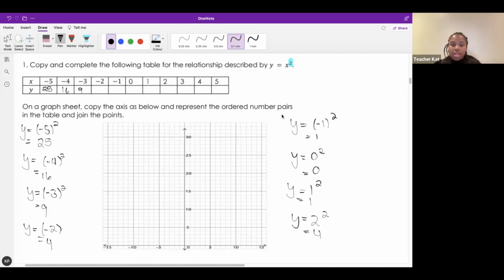4. What's happening here? Does anybody notice something that's happening? 4, 1, 0, 1, 4. What do we notice about my inputs there? My outputs. All numbers are positive, but also what? What happened after 0?